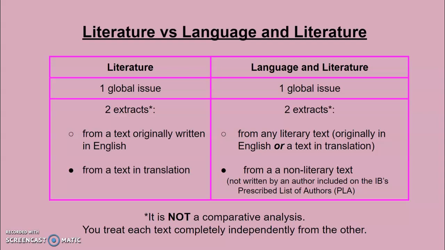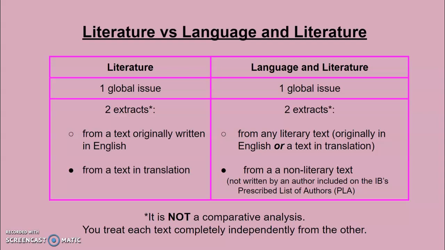Literature versus language and literature. As I say, they each have a global issue. They each deal with two extracts. But in literature, you're dealing with one extract that was originally written in English and one extract from a text in translation, not originally written in English. In language and literature, it can be any literary text, whether written in English or in translation, and one non-literary text. That just needs to be anything not written by an author on the prescribed list of authors from the IB.